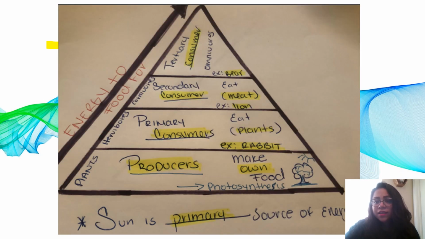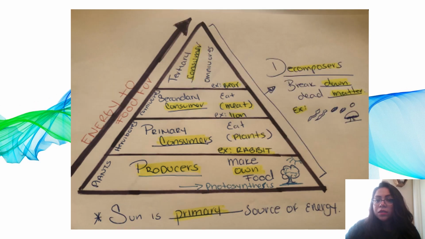If any of these animals dies, then the decomposers will come and break down the dead matter. I write it down: decomposers break down dead matter. And those nutrients that they break down, they return to the soil, which is good because then the producers can grow again with the nutrients from that soil.